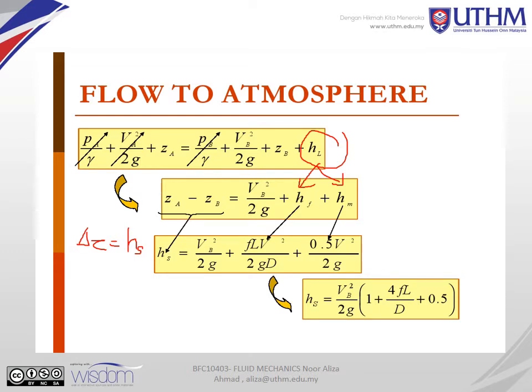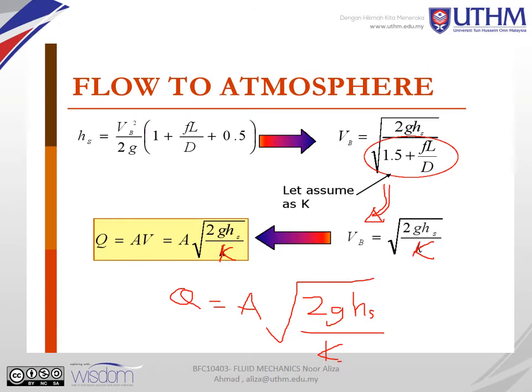From this equation, we convert to this equation here. HF is VB squared over 2g. We just put it here and we use it to get ZA minus ZB equals HS. So this is equal to flow to atmosphere. So we use Q is equal to A times the square root of 2g HS over K.